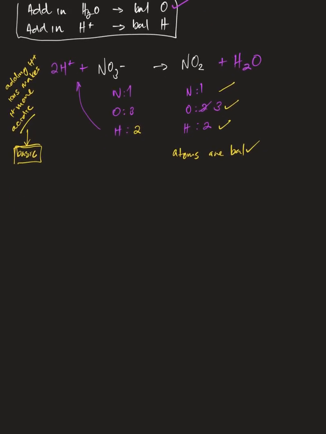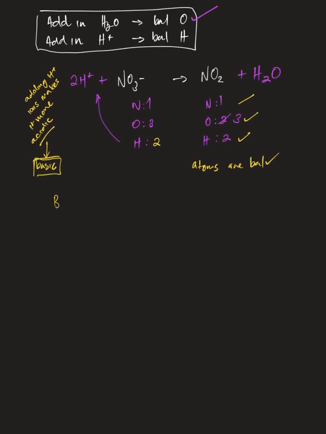So now we're going to balance charges. And how do we balance charges? We must add electrons. Okay, let's have a look at that. So now, if I had to sort this out, I'm left with 2H plus plus NO3 minus gives me NO2 plus H2O.